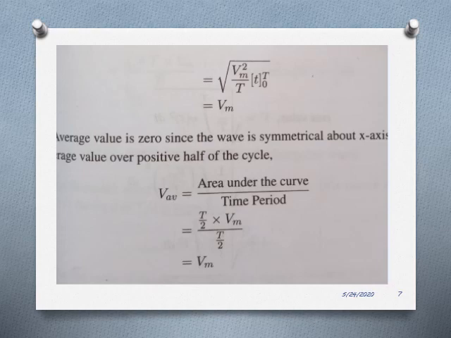Now the average value for a symmetrical waveform is always 0. So for a symmetrical waveform you need to calculate the average value for only a half cycle. So V average is equal to area under the curve divided by the time period, the simplest equation that you may take. Since it is a square wave, you could just calculate the area just like a simple square. So the length and breadth are T by 2 and Vm, and the time period, as we are just calculating for only half cycle, becomes T by 2. So you get the answer as Vm.